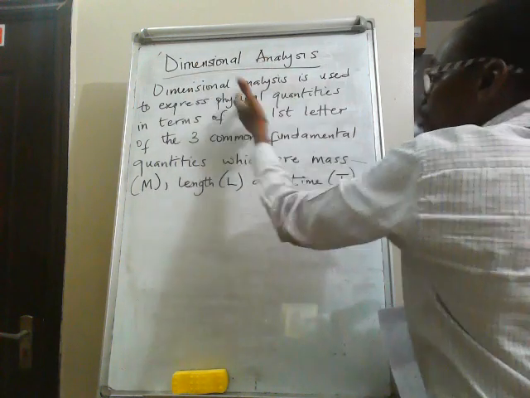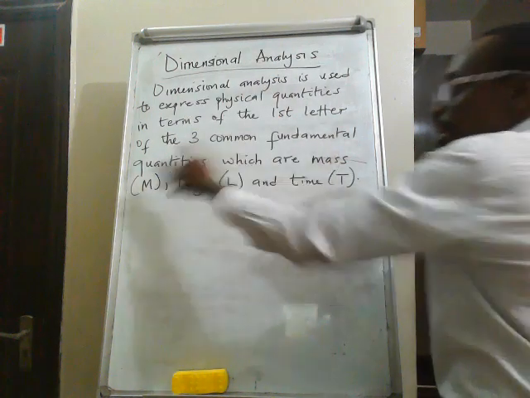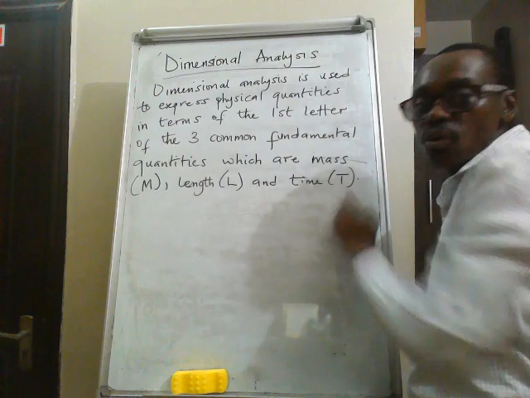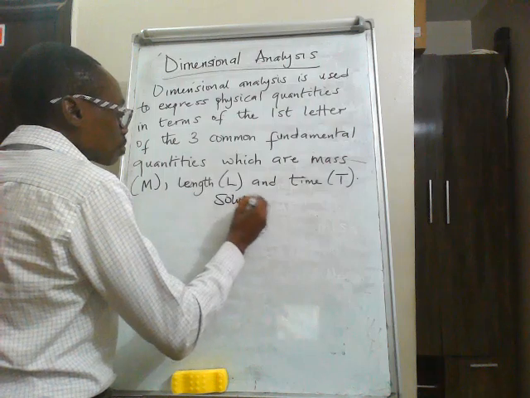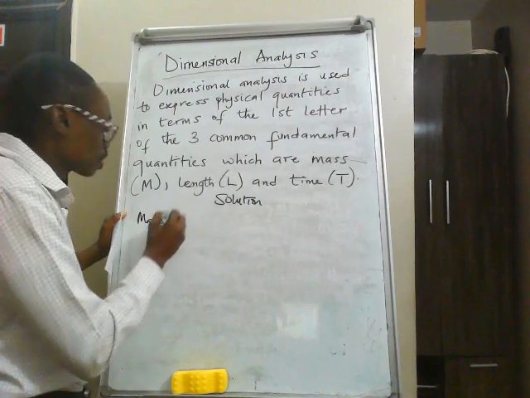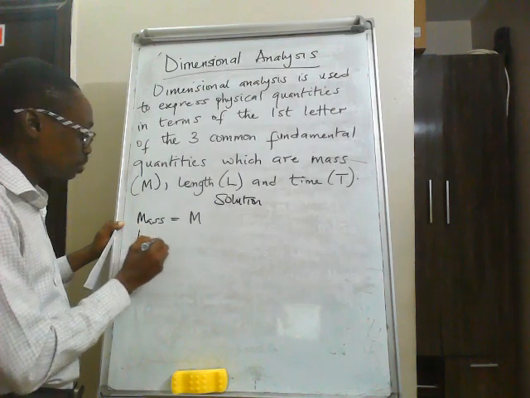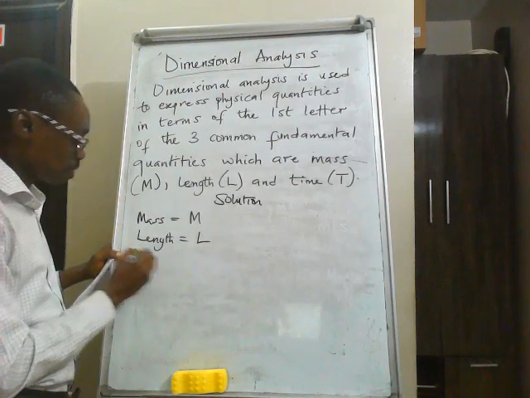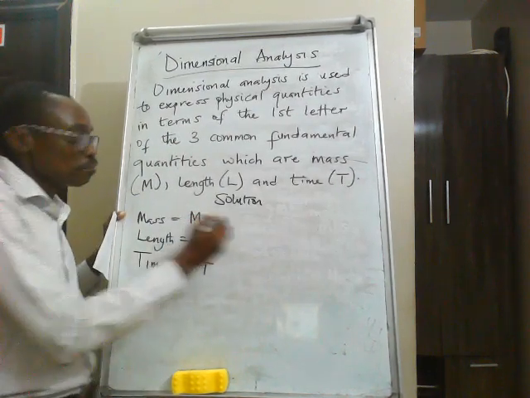Dimensional analysis is used to express physical quantities in terms of the first letters of the three common fundamental quantities, which are mass, capital M, length, capital L, and time, capital T. So with this now, what is the dimension of mass? The dimension of mass is M. The dimension of length is L, and the dimension of time is T.